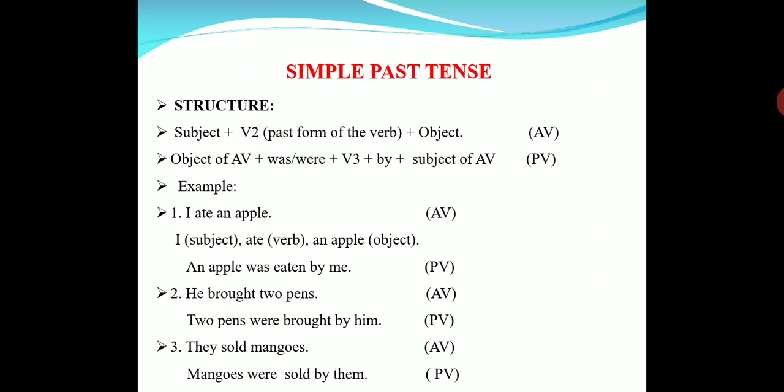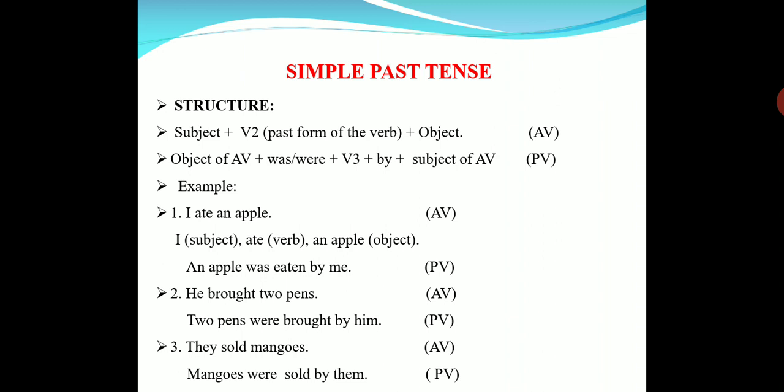be form. Past be form we use was or were. Was is for singular, were is for plural. And then again we use V3. Again we use V3 plus by plus subject of active voice. It is same like simple present. The only difference is we use was or were in the place of am, is, are. That much.